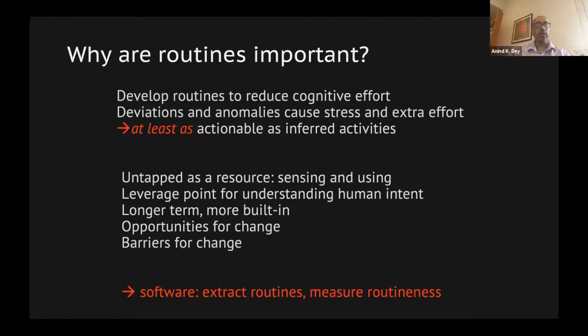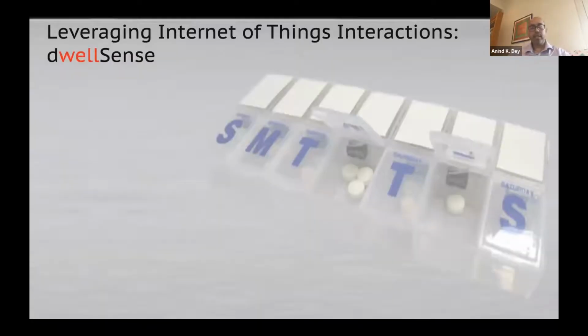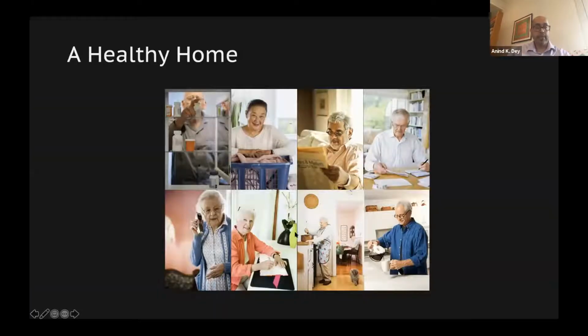What is the thing that you're asking someone to change or do so that they can improve some behavior about themselves? So let me get a little bit concrete and talk to you about one of the projects one of my former PhD students worked on, Matthew Lee. He's now a researcher at the Toyota Research Institute. He built a system called DwellSense, which was really looking at the activities of daily living for elderly individuals.